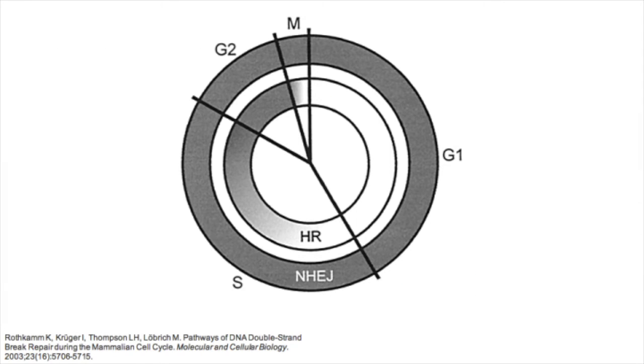DSB gets repaired according to the cell cycle phase it may be in. Non-homologous end joining, NHEJ, occurs throughout the cell cycle, which is depicted in the shaded region, while HDR only occurs in the S and G2 phase. As a side note, NHEJ plays a significant role in the development of the immune system, because it is important during the G1 phase, due to its critical role in recombination and immunoglobulin class switching.